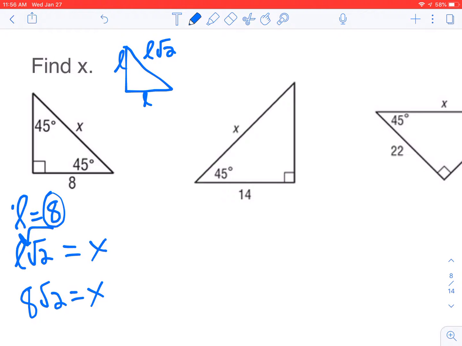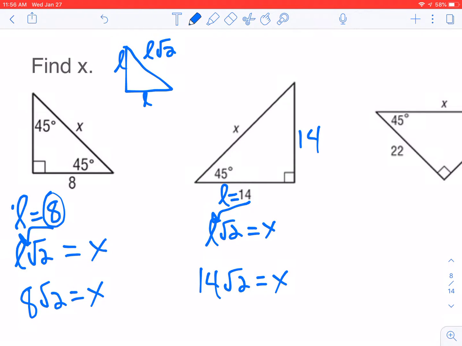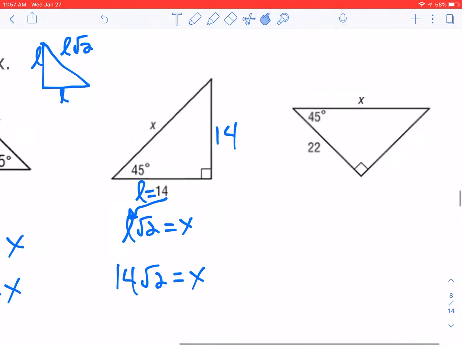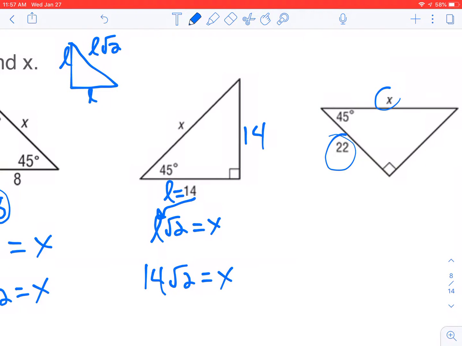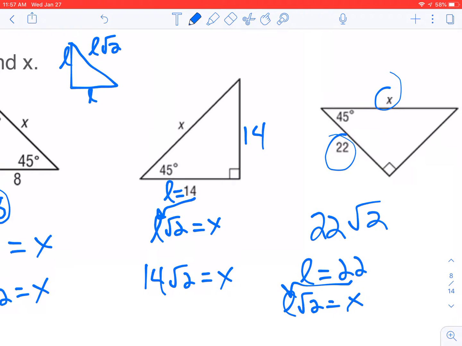Same thing here. L equals 14, so that'll be 14 also. L root 2 equals x. So now what I do is I just substitute 14 in for L. The answer is 14 root 2. Last one, same thing. If you see the pattern, you can just say, oh, L is 22, and that is going to equal 22 times root 2. But if you want to see me draw it out again, L is 22. L root 2 is x. I plug the 22 in. X equals 22 root 2.